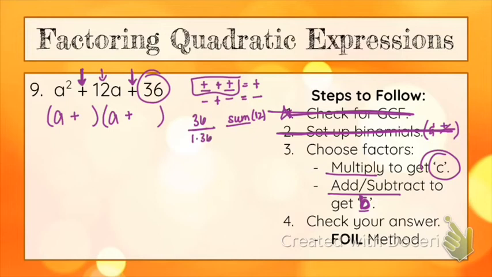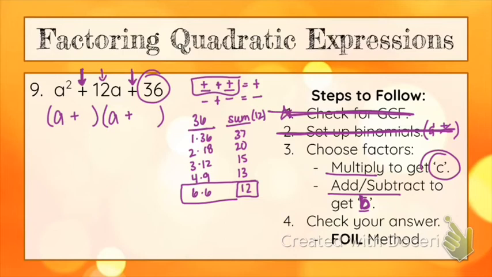1 and 36, that's 37. 2 and 18, those add up to 20. 3 and 12 add up to 15. 4 and 9 add up to 13. 5 does not go into 36. 6 times 6, that adds up to 12. And remember, when these start to repeat, we're done. But even if we weren't done, we found a sum of 12. So that means that these are the 2 factors we're going to use. So we're going to plug in a 6 and a 6.